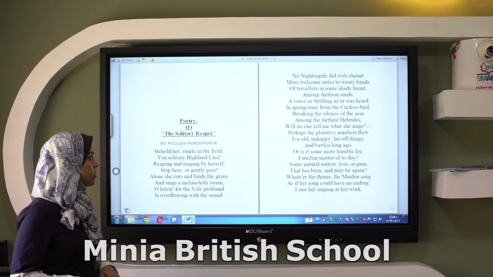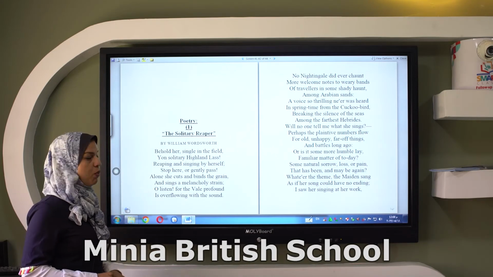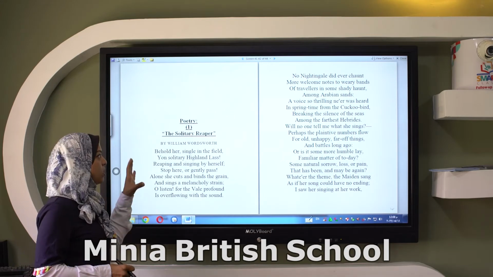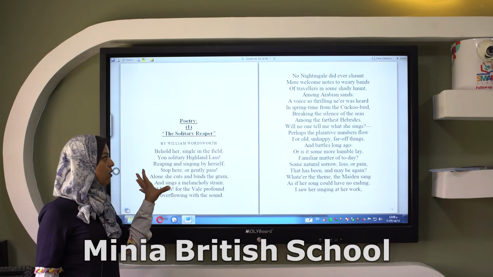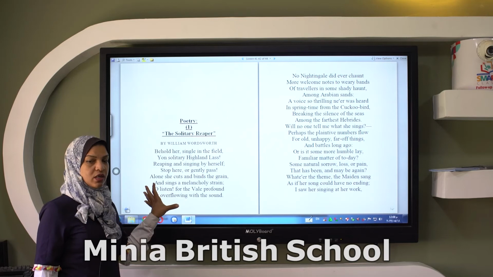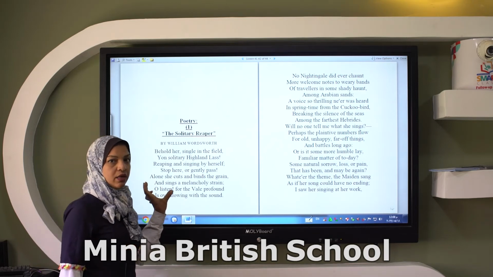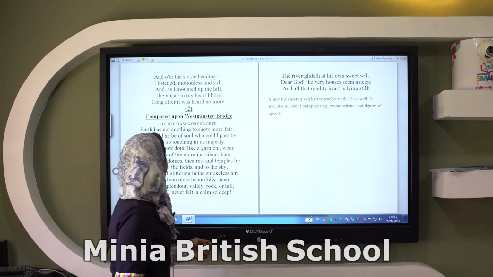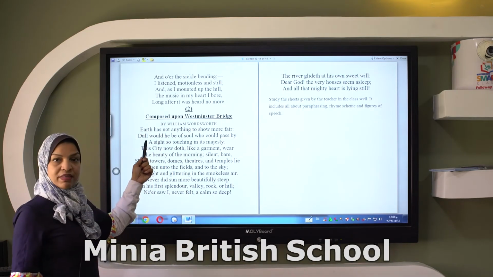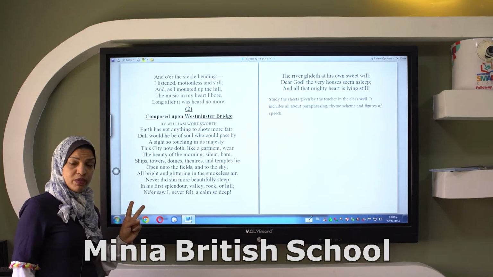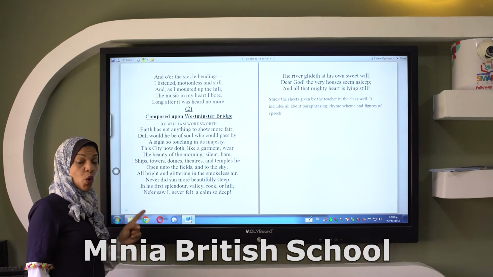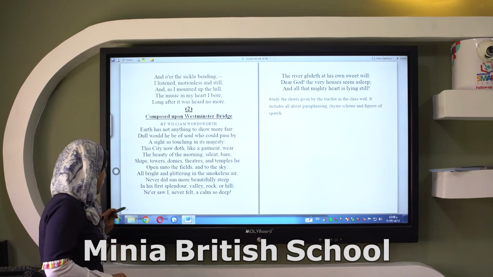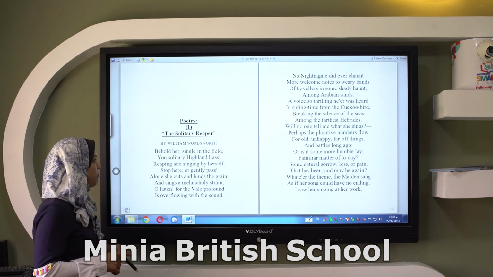To start with, The Solitary Reaper is written by William Wordsworth, and to try to focus here, because The Solitary Reaper is one that focuses on nature, as well as William Wordsworth, the same. So we have two poems with the same poet. It's the same poet, William Wordsworth. Okay, this is one thing common between two of them.